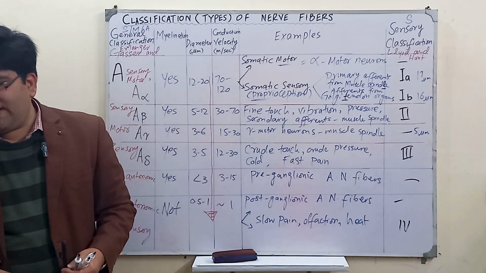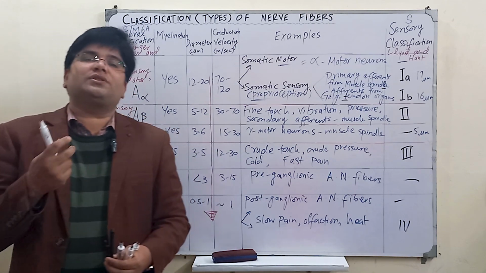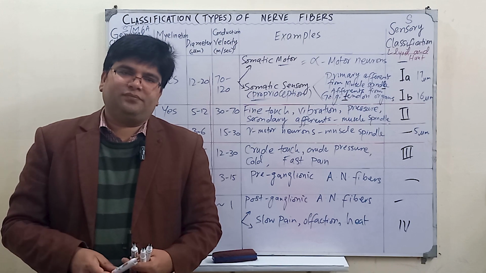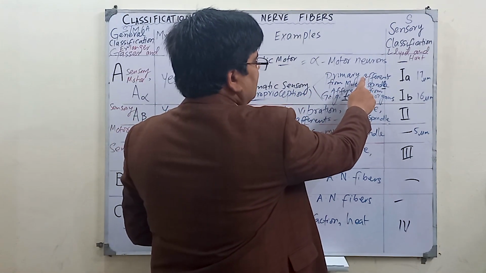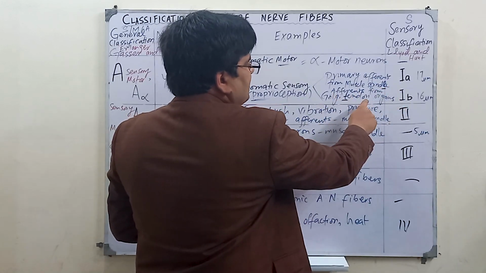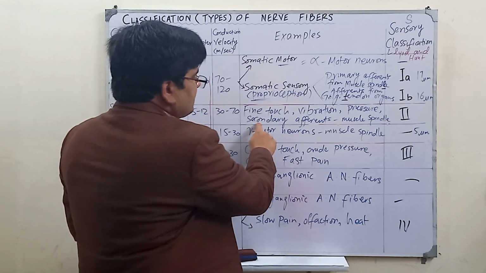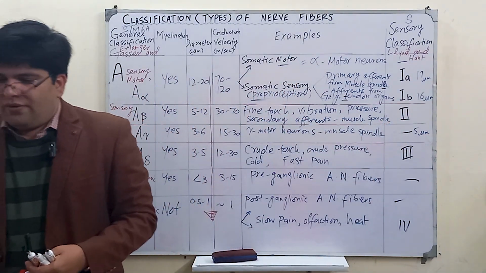For example, if you get this question, which nerve fibers carry the sensation of proprioception? What should be your answer? The proprioception is carried by, you can see here, primary afferents from the muscle spindle, which are 1A type of nerve fibers, afferents from the Golgi tendon organ, 1B fibers, and also secondary afferent nerve fibers from the muscle spindle, which are type 2 nerve fibers.